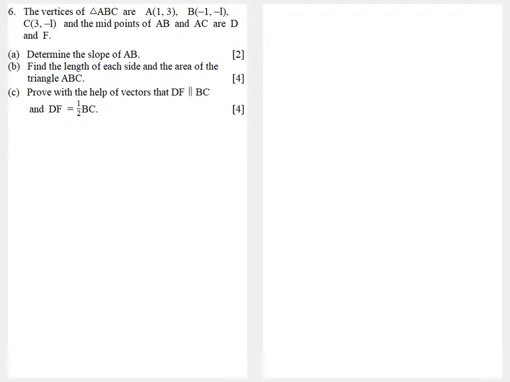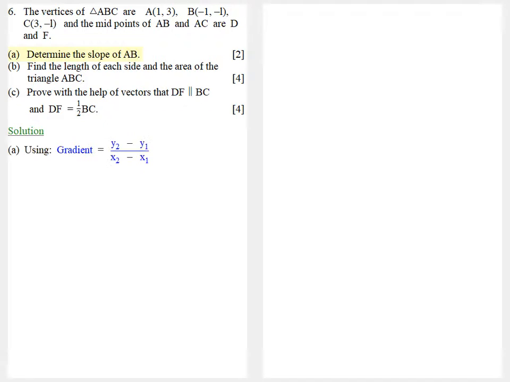Dhaka Higher Mathematics 2017, question number 6. In question number 6, the vertices of a triangle ABC are A(1, 3), B(-1, -1), C(3, -1), and the midpoints of AB and AC are D and F. In part A, determine the slope of AB.